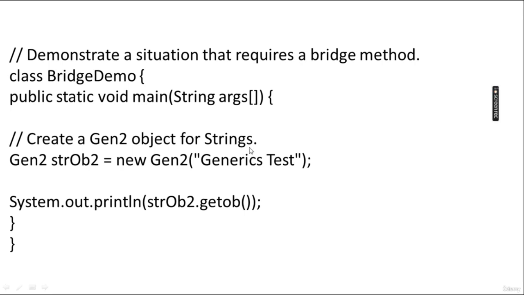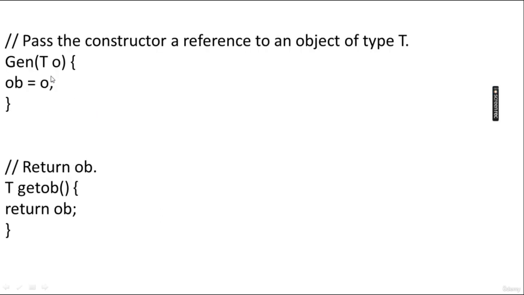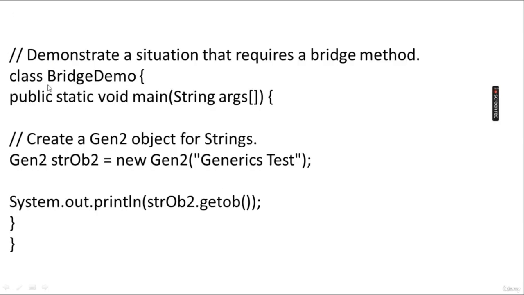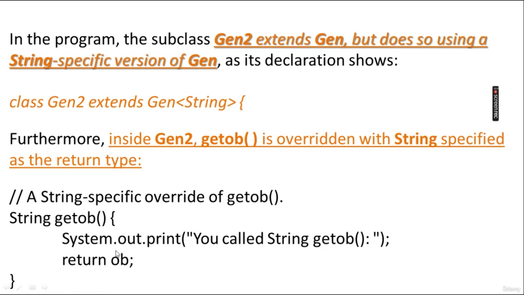Create a Gen2 object for strings. Okay, so Gen2 strObj2 = new Gen2("Generics Test"). This line will call the constructor of Gen2, and it will call super. So super will be calling the constructor Gen<T>. The object is initialized with o. Then strObj2.getObject(). What is getObject? You call the String getObject and it will return the object.